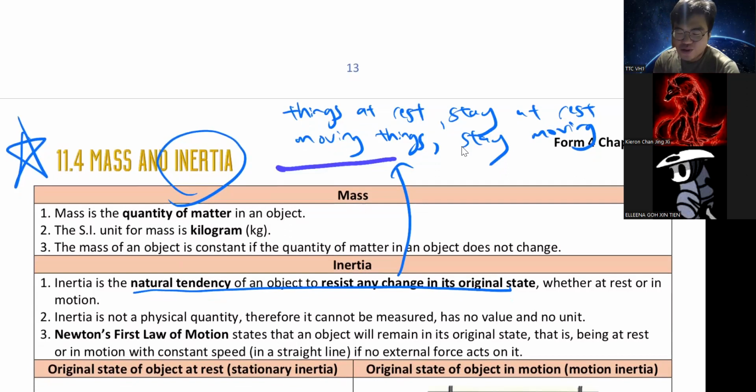Okay? Moving things will want to stay moving. The bus says, we need to stop. Your body says, no, I don't want to stop. I want to keep moving. So you go. Make sense? So that's the meaning of inertia.